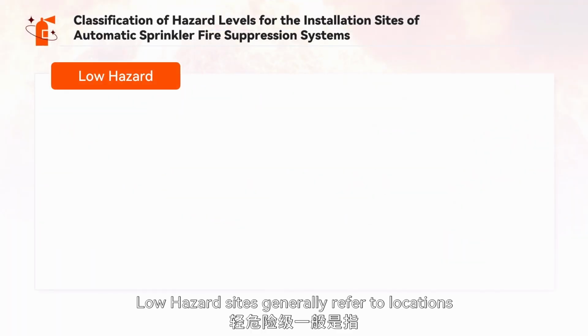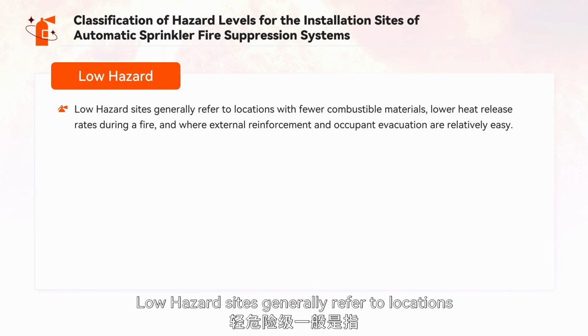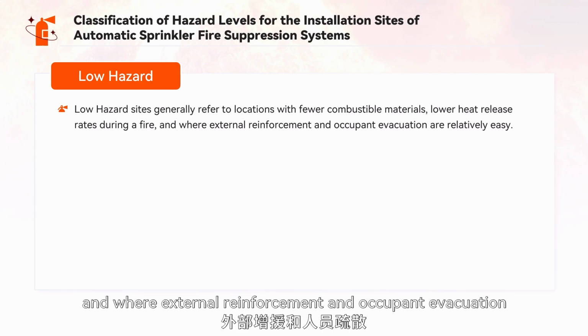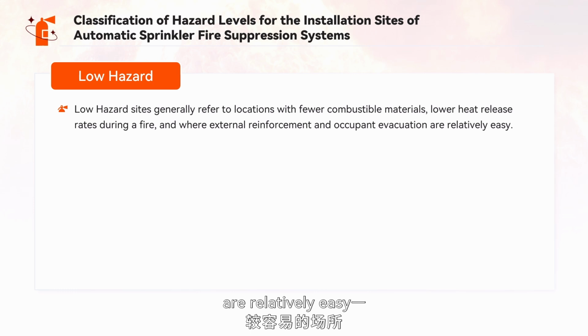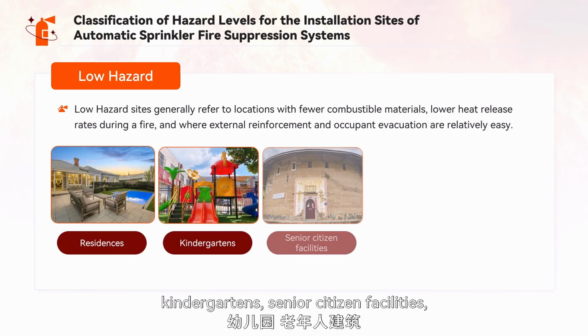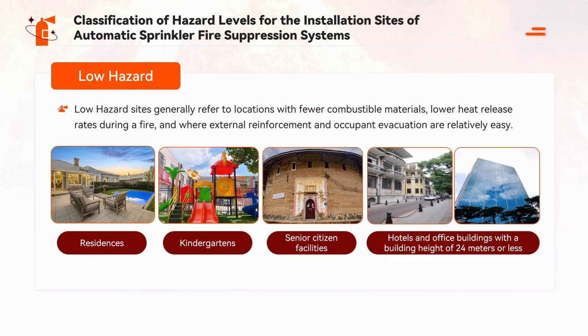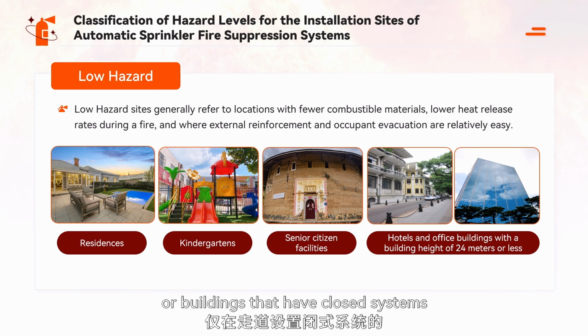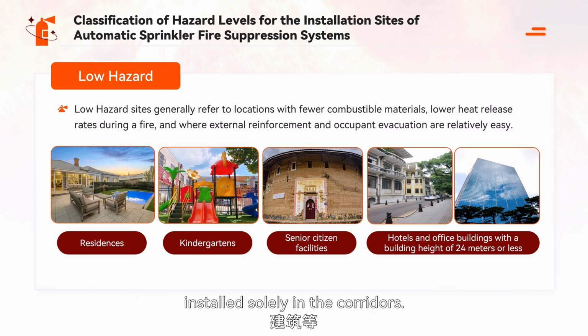Low hazard sites generally refer to locations with fewer combustible materials, lower heat release rates during a fire, and where external reinforcement and occupant evacuation are relatively easy. For example, residences, kindergartens, senior citizen facilities, hotels and office buildings with a building height of 24 meters or less, or buildings that have closed systems installed solely in the corridors.